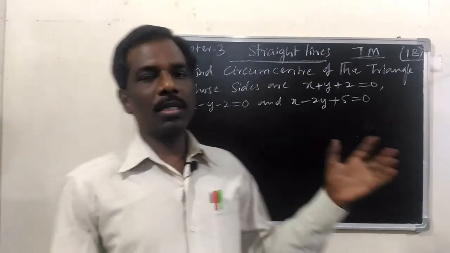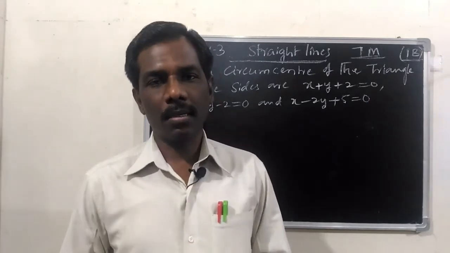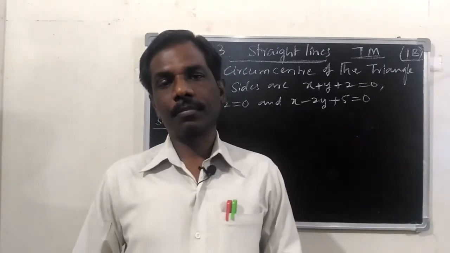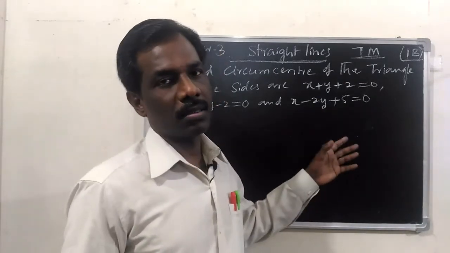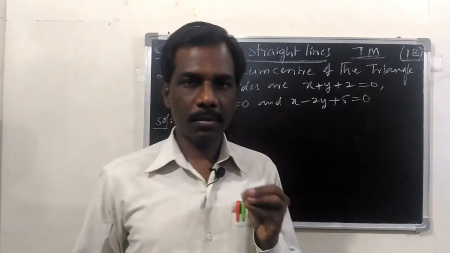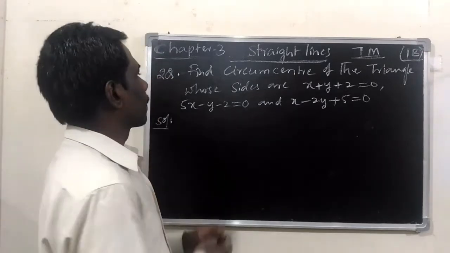And here the question is about the circumcenter. Find the circumcenter given the 3 sides. They give the 3 sides of the triangle and ask to find the circumcenter. So let us first read the question.